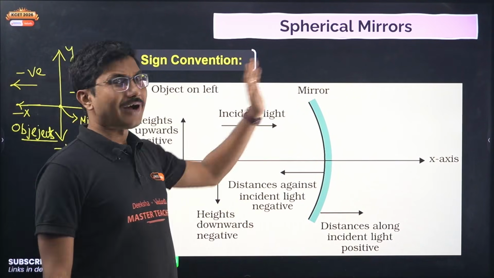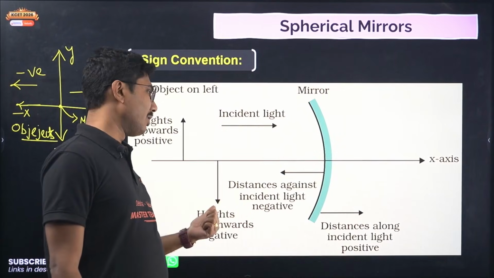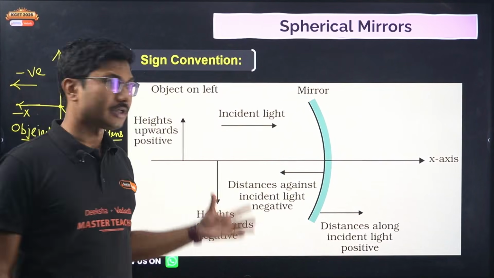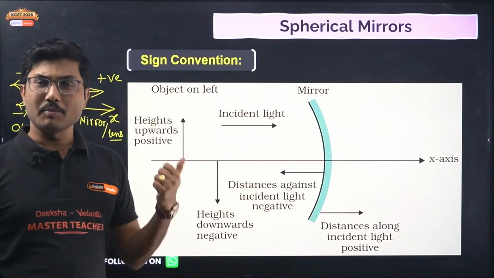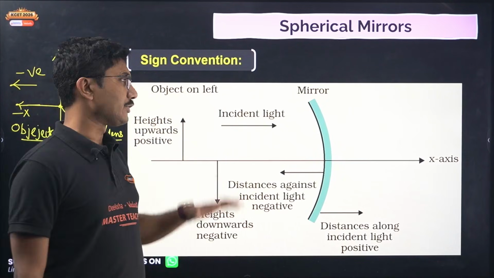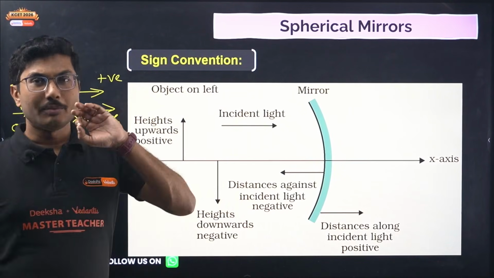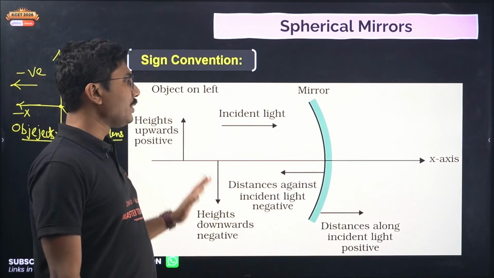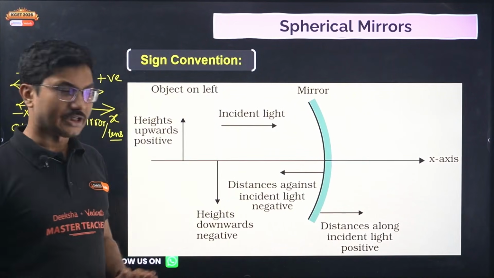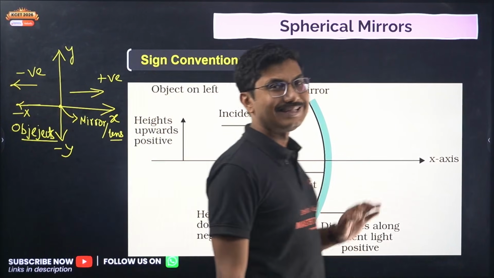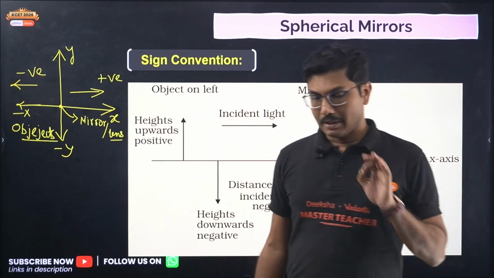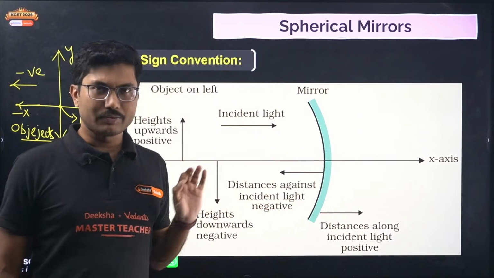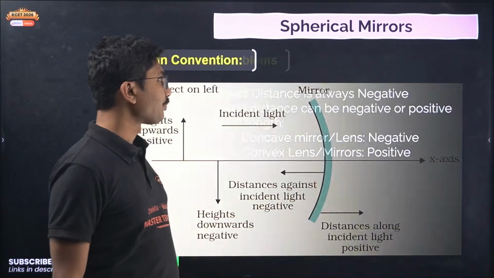Based on the final image position, image distance can be positive or negative based on its location. Similarly, image height can be positive or negative based on its location. So whenever you are using the mirror equation, magnification equation, or any equation, you have to be careful about the sign convention. U by default is negative. Focal length, based on different conditions, can be positive or negative as well. We will see that in a while.